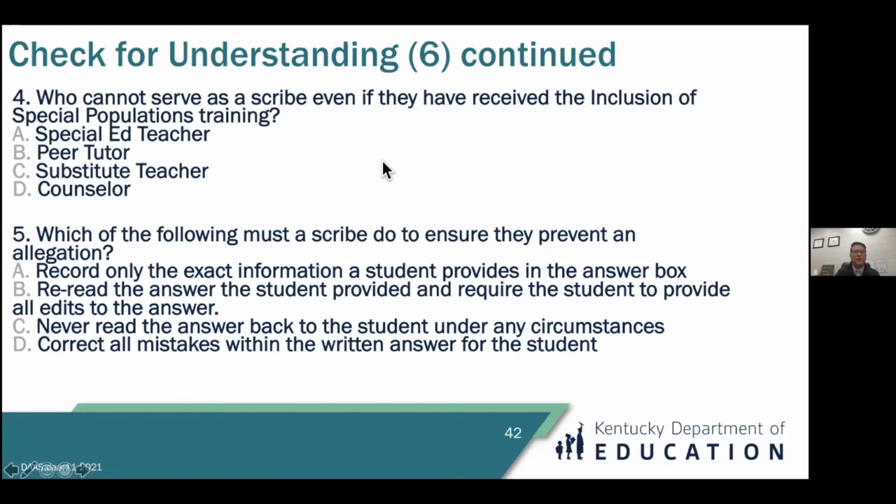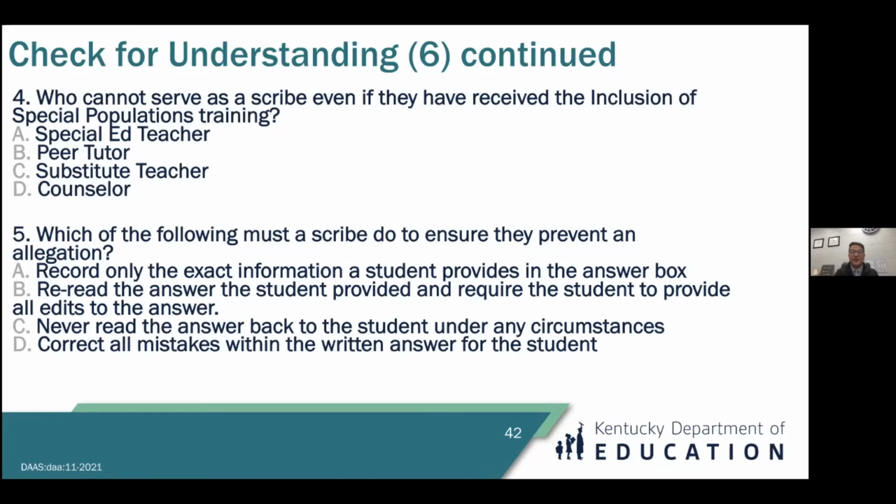Number 5, which of the following must a scribe do to ensure they prevent an allegation? Is it record only the exact information a student provides in the answer box? Is it reread the answer to the student provided? Is it never read the answer back to the student under any circumstances? Or is it correct all mistakes within the written answer for the student?